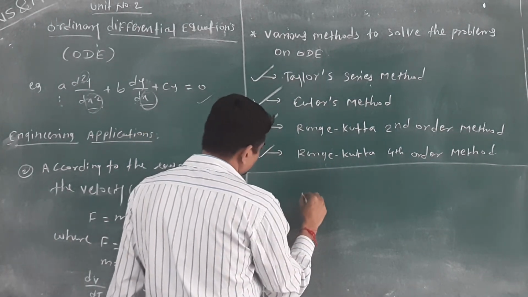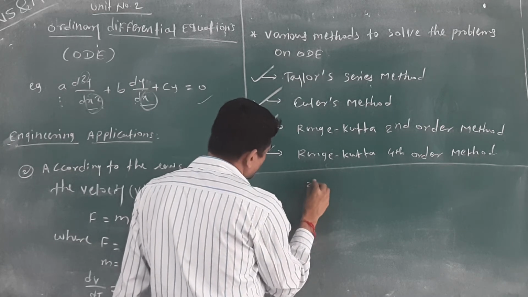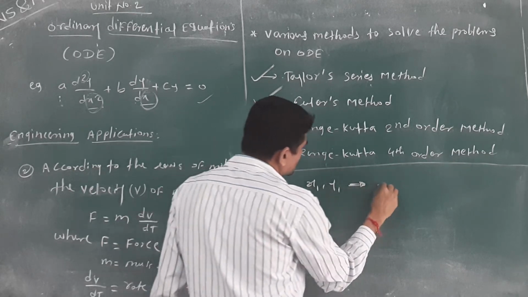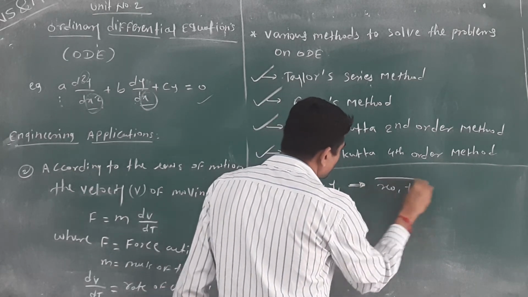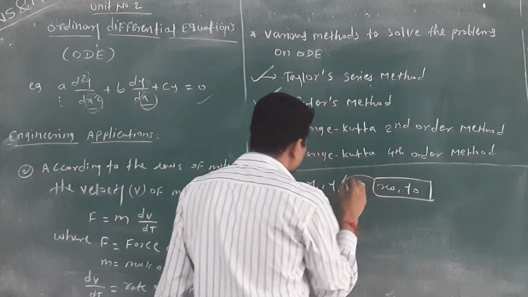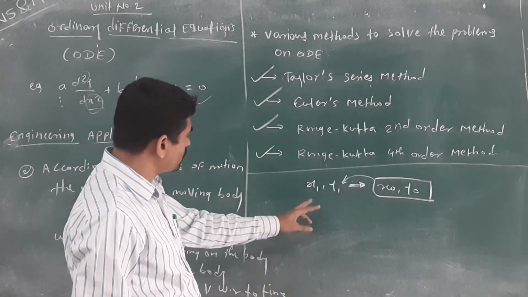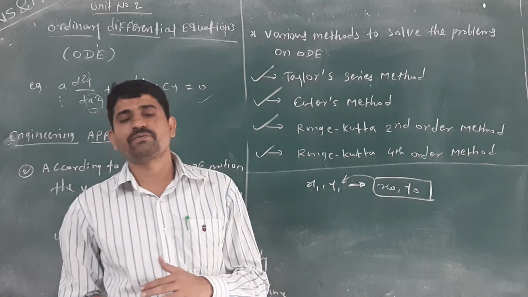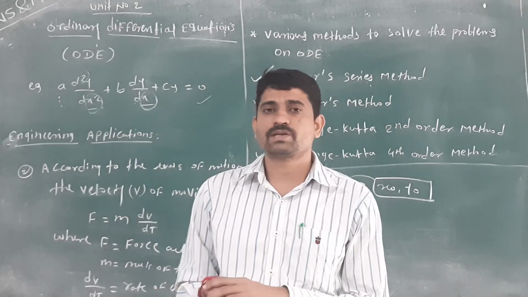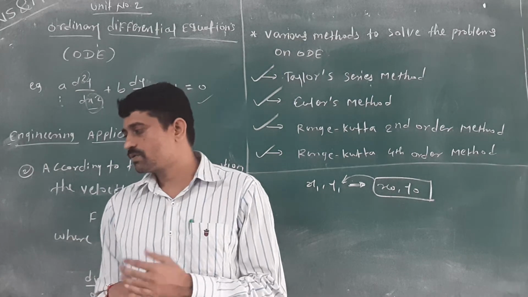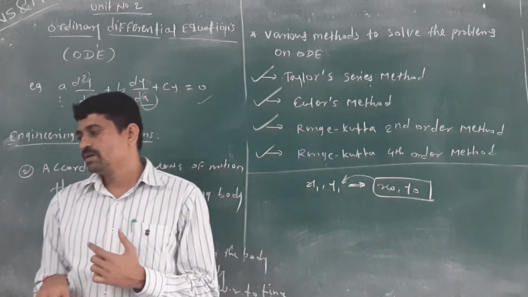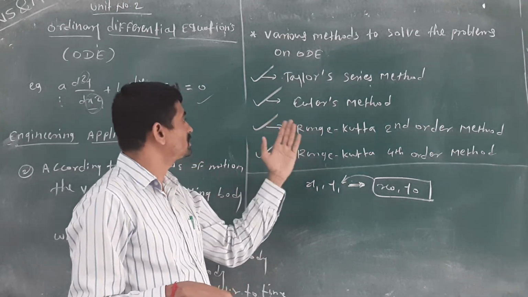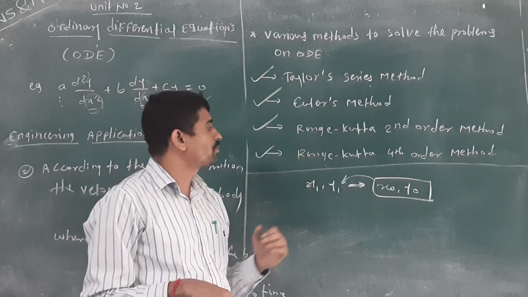Suppose we want to find out the x1 and y1 value, then you have to consider before that the x0 and y0 value. Then they will give the x1 and y1 value. If you want to find out x2, y2, then you have to consider x1, y1. Here again we want to find out the number of iterations. You should remember the formulas when you solve the Taylor series, Euler, Runge-Kutta second order or fourth order methods.